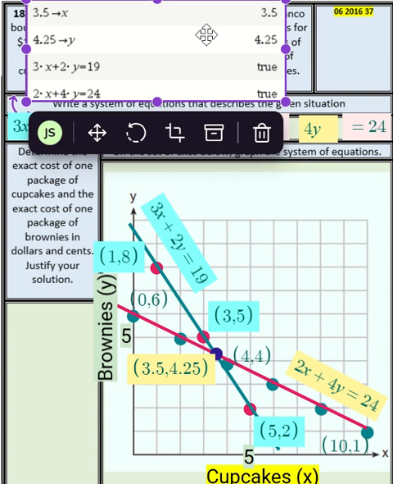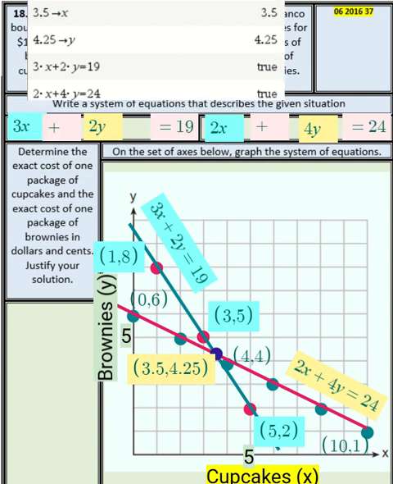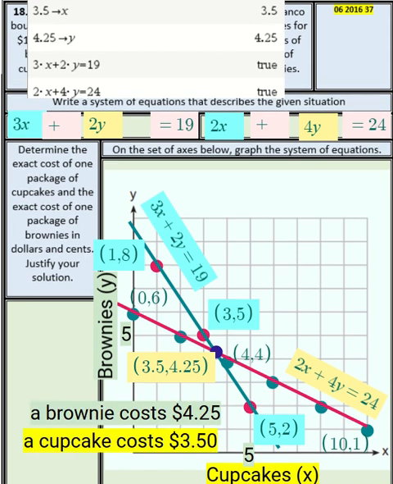So one last detail I might add to this is a brownie costs $4.25 and a cupcake costs $3.50 to explicitly state my answer to the question so they can't get nitpicky on me and take away a point. And this is absolutely 6 points for question number 18.